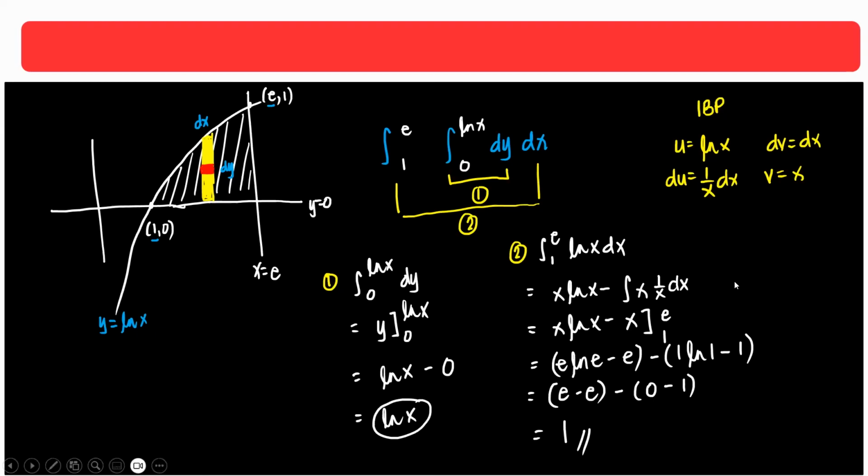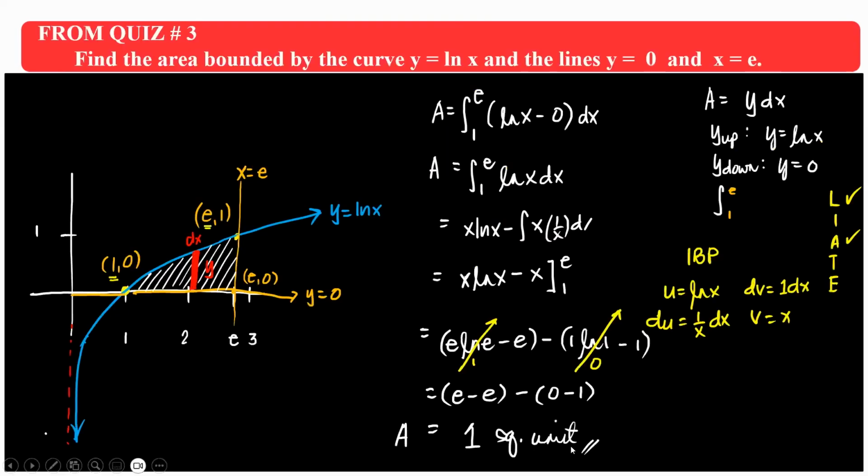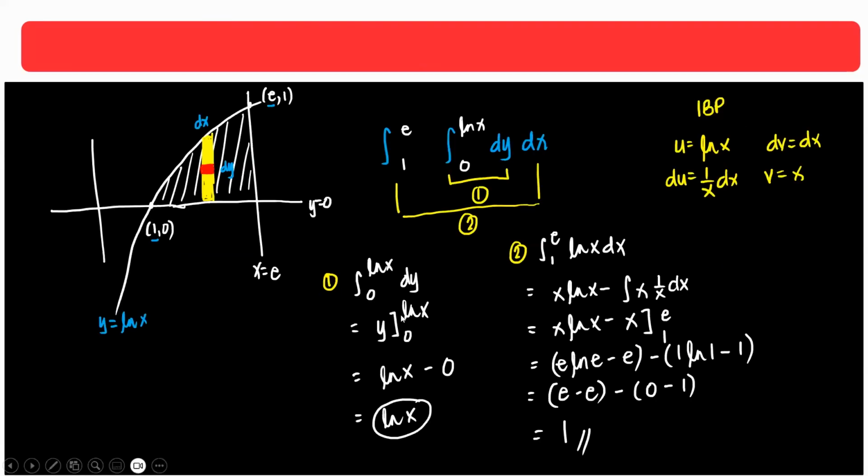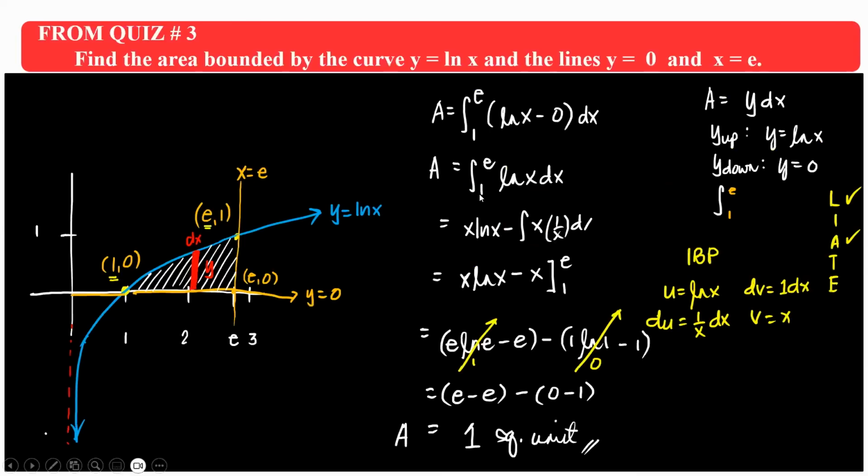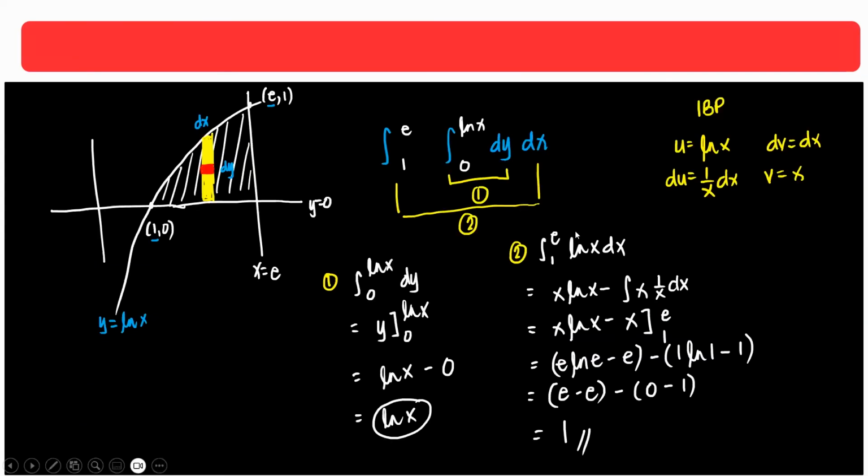Isn't it, guys, that above the answer was 1 square unit? It's exactly the same. Look, here the area is simply the integral from 1 to e of ln of x dx. When we applied this one, we came up with an answer of 1. And when we did the second integral, it came up with the same expression for the area. The integral from 1 to e of ln of x dx is basically that one.